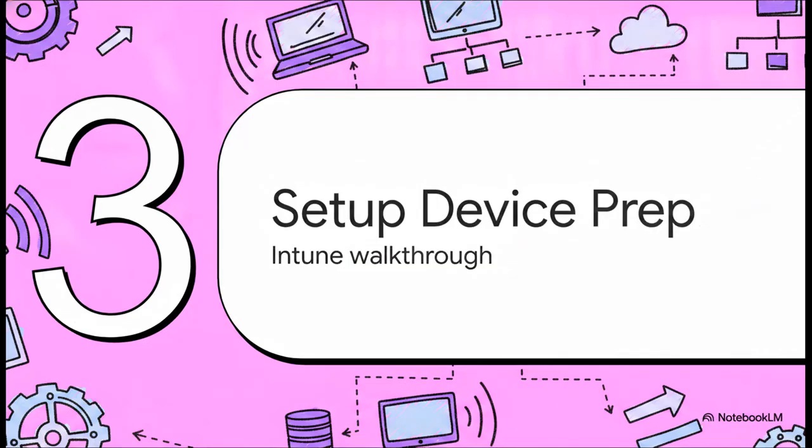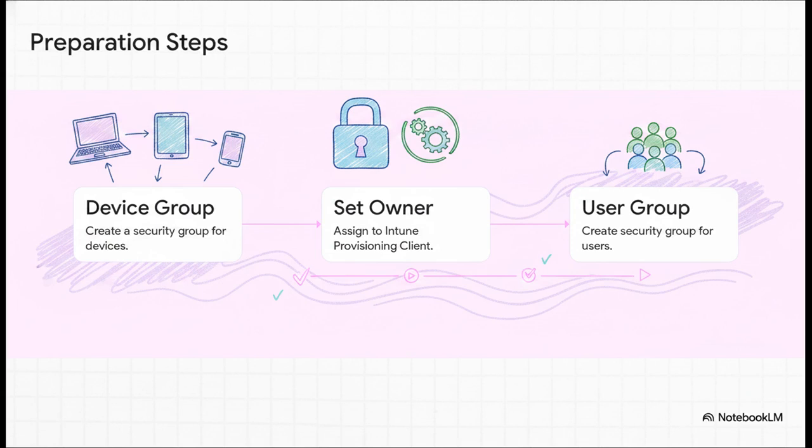All right, let's get into the practical stuff with Section 3, setting up device preparation. The groundwork for device preparation is actually shockingly simple. It all starts with creating two security groups in your Microsoft 365 Admin Center, one for your devices and one for your users. But, and listen closely because this is vital, there's a non-negotiable step here for the device group. You must set the owner of that device group specifically to the Intune provisioning client. If you skip that ownership assignment, the dynamic routing just won't work at all.